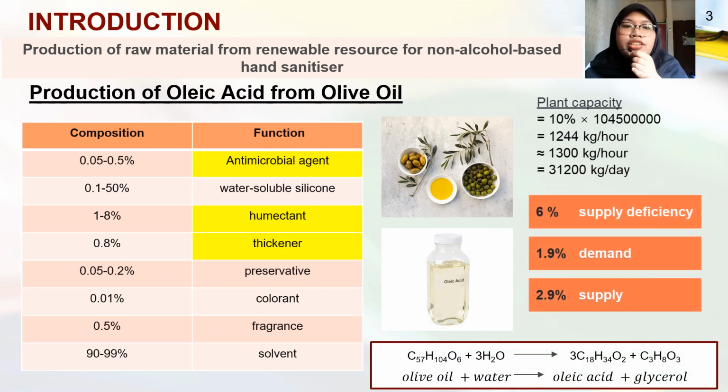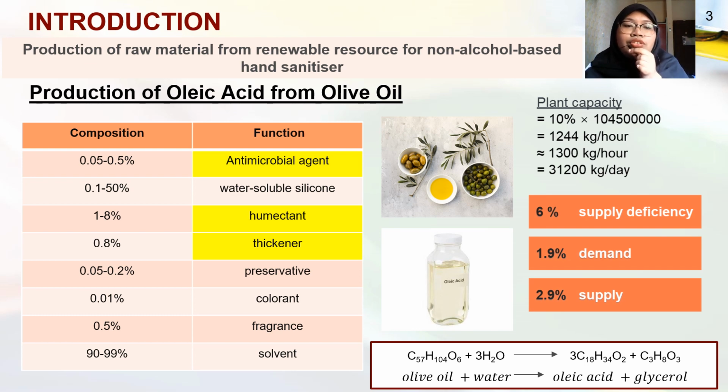For the introduction, the theme for this year is production of raw material from renewable resources for non-alcohol-based hand sanitizer. Therefore, our title is Production of Oleic Acid from Olive Oil, where our renewable raw material is crude olive pomace oil. Oleic acid can be used as an excipient in pharmaceuticals and as an emulsifier in hand sanitizer, where the emulsifier can thicken the hand sanitizer into a gel.